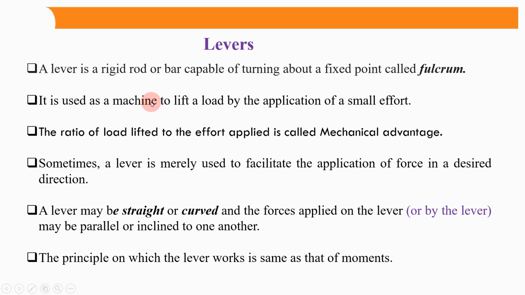Then it is used as a machine to lift a load by the application of small effort. You can term a lever as a machine which is used to lift a load by the application of small effort. Just by applying small effort you can easily lift a heavy load with the help of this lever. Then the ratio of the load lifted to the effort applied is called mechanical advantage. What do you mean by mechanical advantage? The ratio of load lifted to the effort applied is called mechanical advantage.